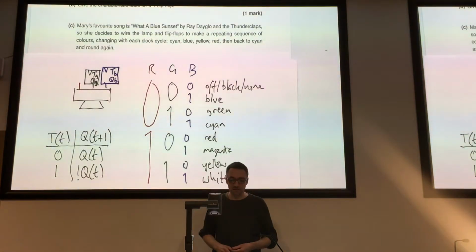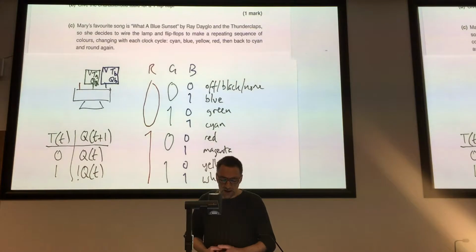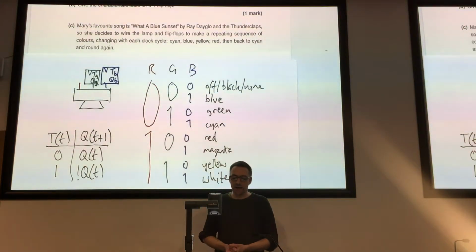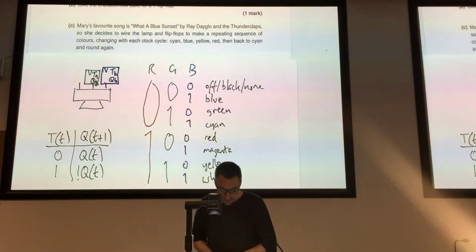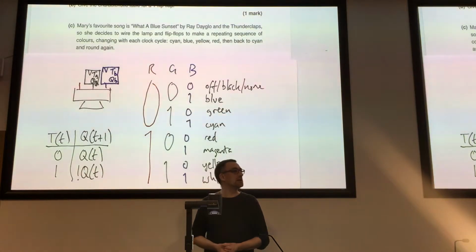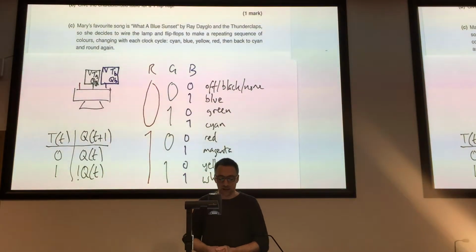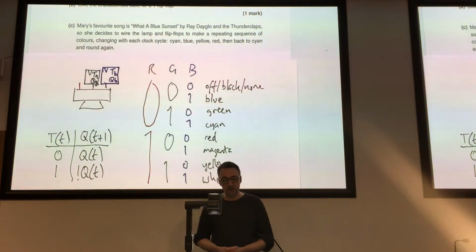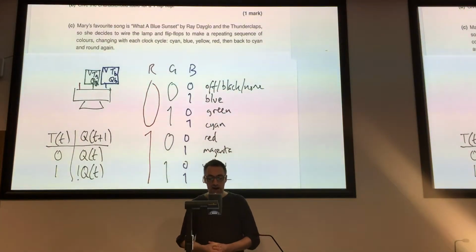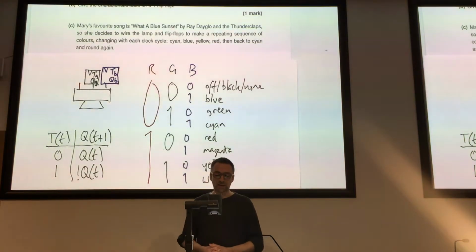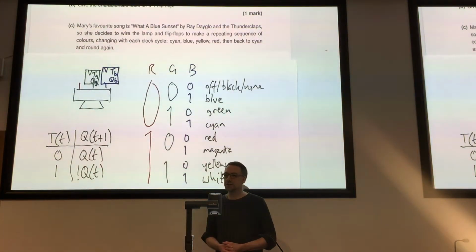More nonsense. Mary's favourite song is What a Blue Sunset by Ray Dayglow and the Thunderclaps, which is completely useless information. So she decides to wire the lamp and flip-flops to make a repeating sequence of colours, changing with each clock cycle. Ah, finally some information. We have cyan, blue, yellow, red, then back to cyan and round again.